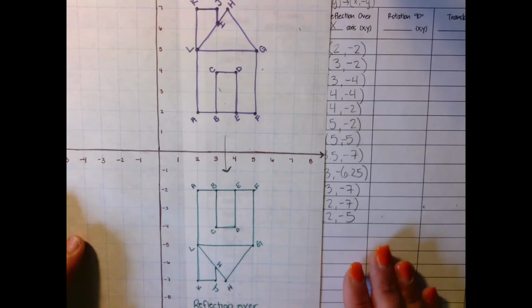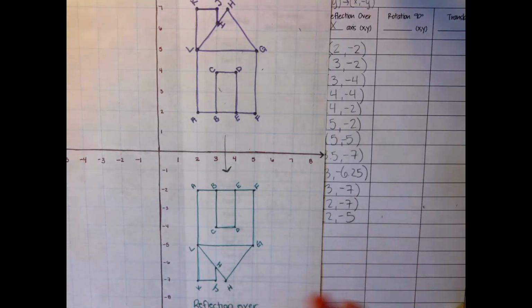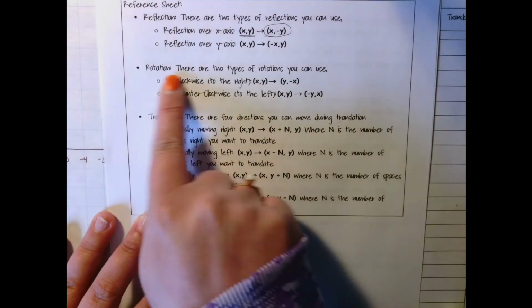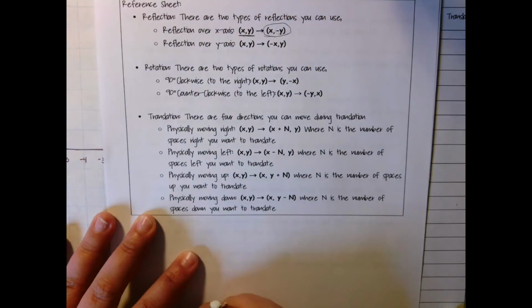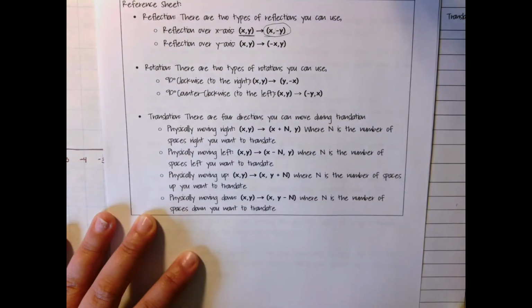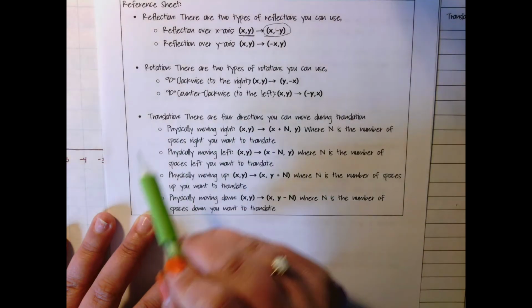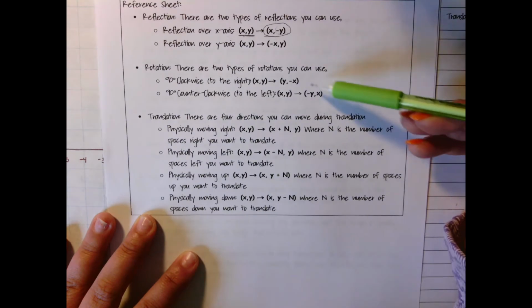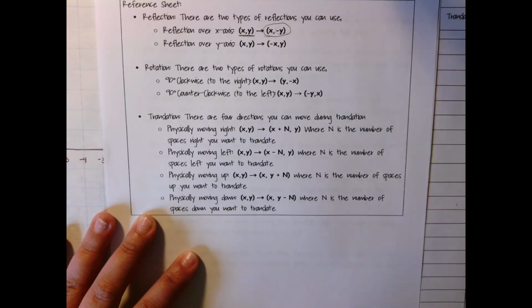Next column is going to be a rotation, so we're going to go back to our reference sheet. And if we look at rotation, there are two types of rotations you can use. So the first one is going to be clockwise, so that's going to the right. So if we had a clock, it's going this way. And then the other one is going to be counterclockwise, which is going to be the left, going the opposite way. So it would be going this way.